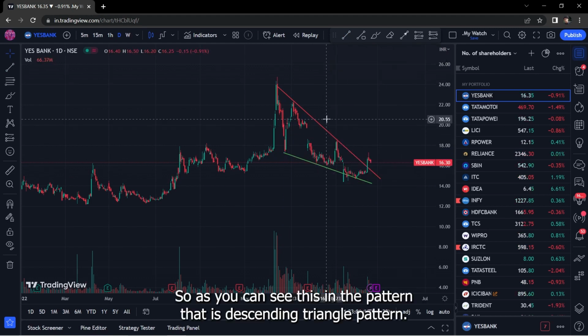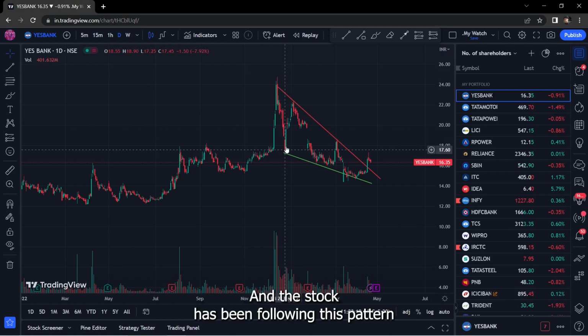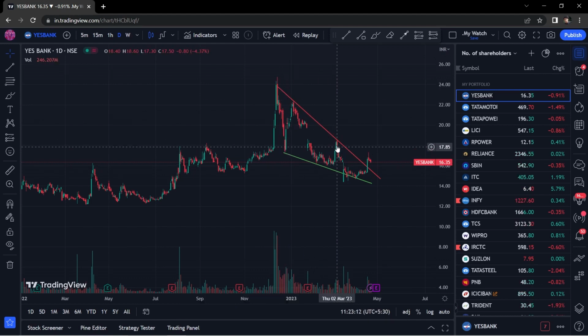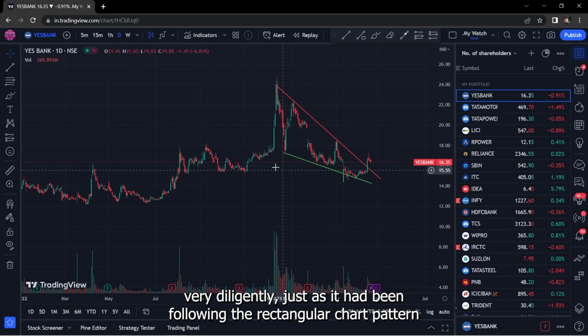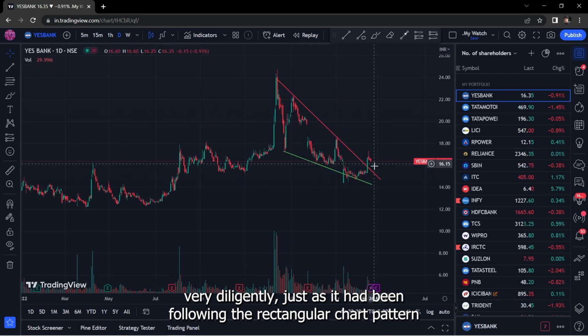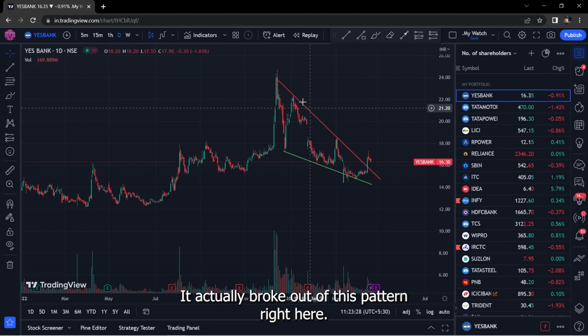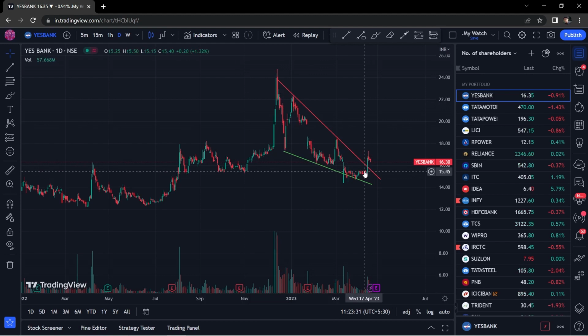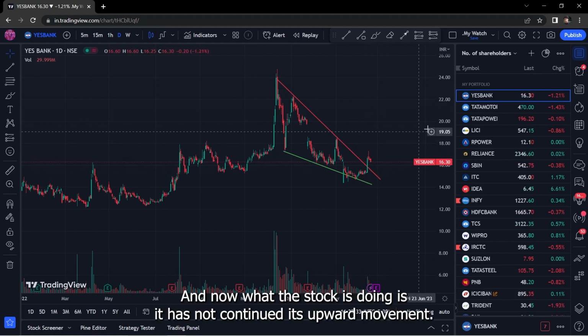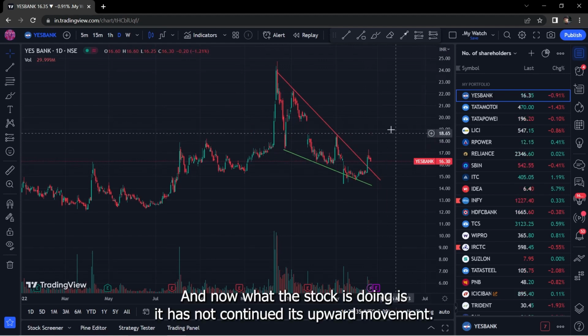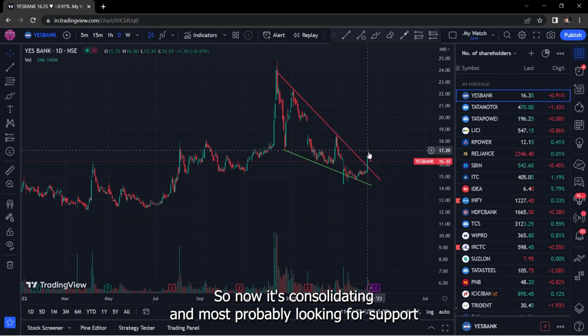And again, I'm going to give this line a green color. As you can see, there's another pattern, a descending triangle pattern, and the stock has been following this pattern very diligently, just as it had been following the rectangular chart pattern. Now, the day the stock went up 8.47%, it actually broke out of this pattern right here, and now the stock has not continued its upward movement. It's consolidating and most probably looking for a support.